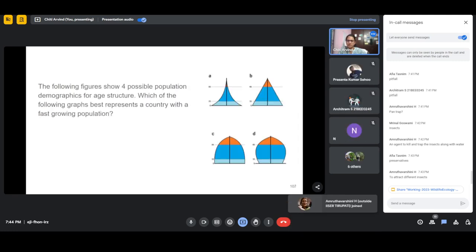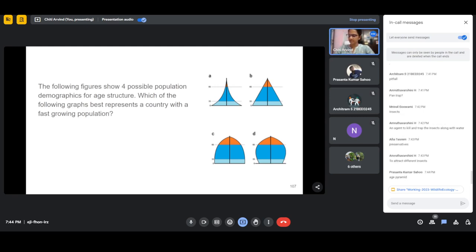Alright, so we have an image out here. The following figures show 4 possible population demographics for age structure. Okay, which of the following graphs best represents a country with a fast growing population? So can someone first tell me what is shown in this image? Any ideas? You have seen these graphs. Age pyramid, okay. Any guesses as to which figure, A, B, C or D, could represent a fast growing population? Okay, one answer for A.